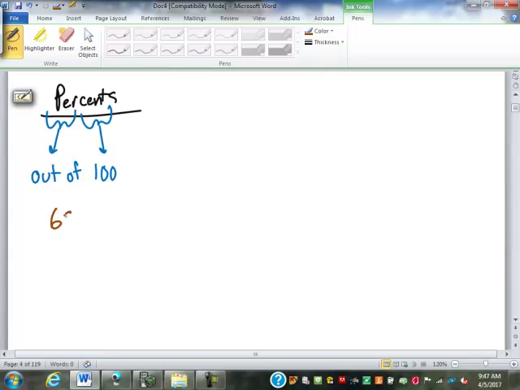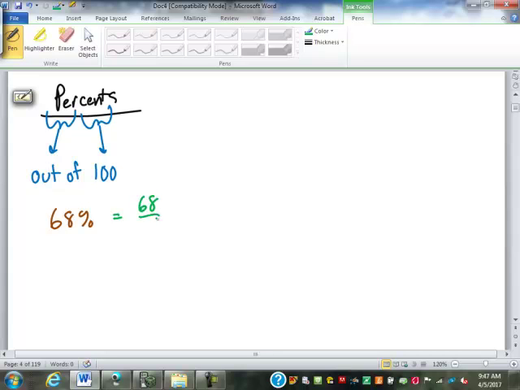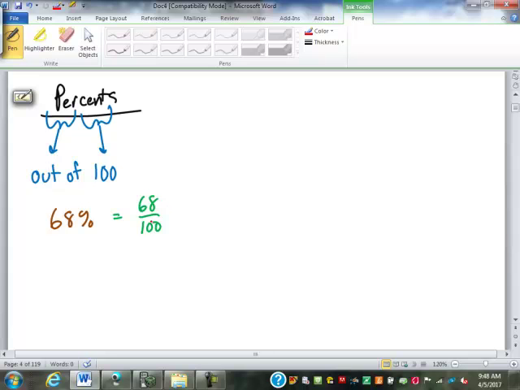So if we have 68%, that symbol, of course, is our symbol for percent. That means 68 out of 100. It's actually a ratio. In fact, it is that simple to change a percent into a fraction. Take the percent, you put it over 100, it's now a fraction. Now, of course, we would not leave that as 68 over 100. We would reduce it. Both 68 and 100 can be divided by 2. Gives us 34 over 50. And we can still divide by 2. We have 17 over 25.